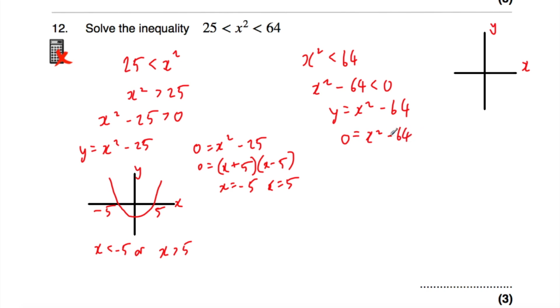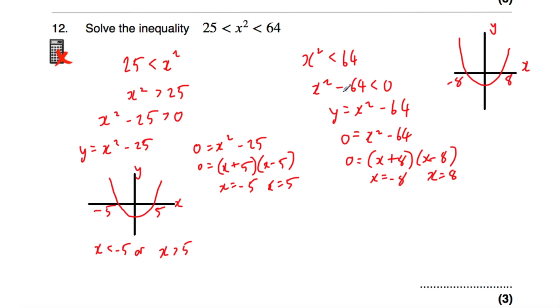And then to solve this, let's factorize the right hand side, and it's the difference between two squares again. So 0 equals bracket x, bracket x, 8 and 8, and then a plus sign and a minus sign. So that means that either x is equal to minus 8, or x is equal to 8. So that means it crosses the x-axis at minus 8 and 8. It looks something like that, minus 8 and 8.